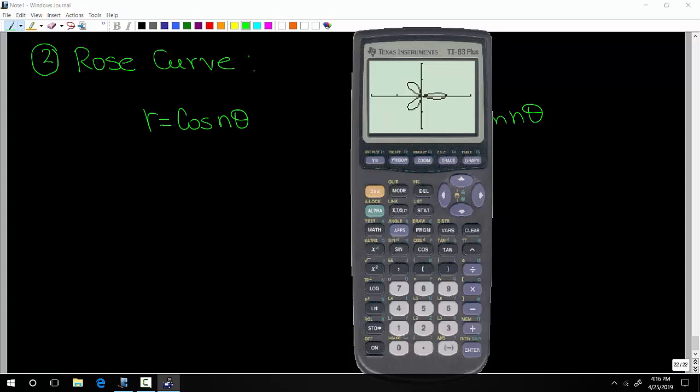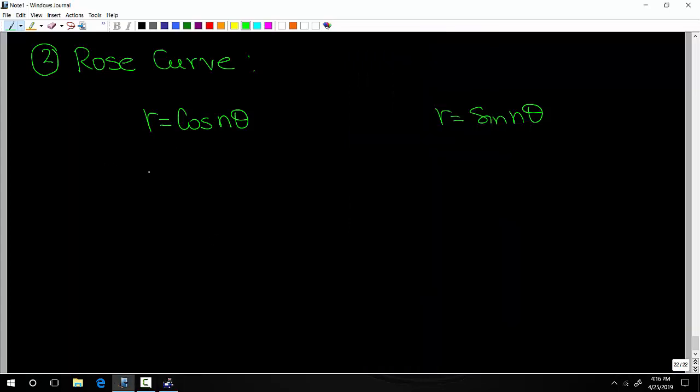Before I do the sine one, let me do this. In both cases that happens: if n is even, we're going to get double the petals. If n is odd, we're going to get the same number of petals as n. So let's say we want to graph r equals cosine of n theta or r equals sine of n theta. We can do a couple examples here. This is 2 and this is 2. So when we did 2, we get this.